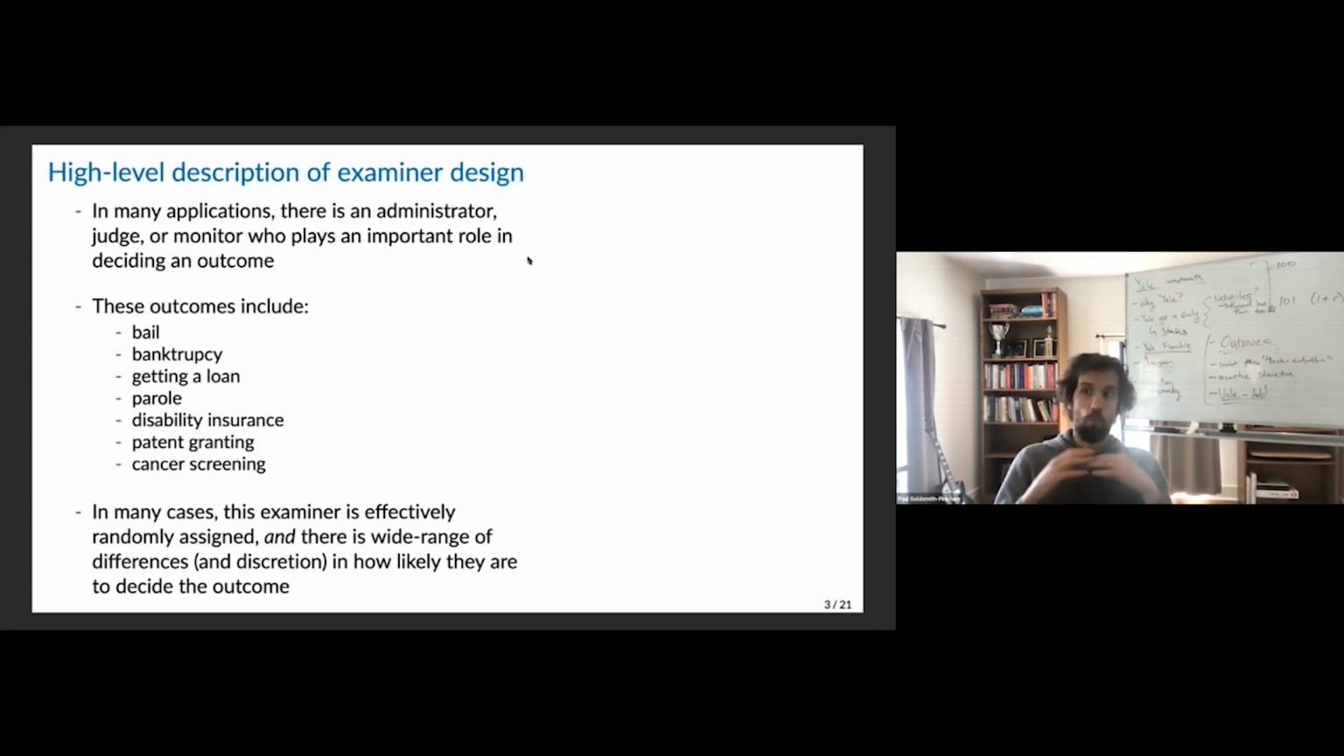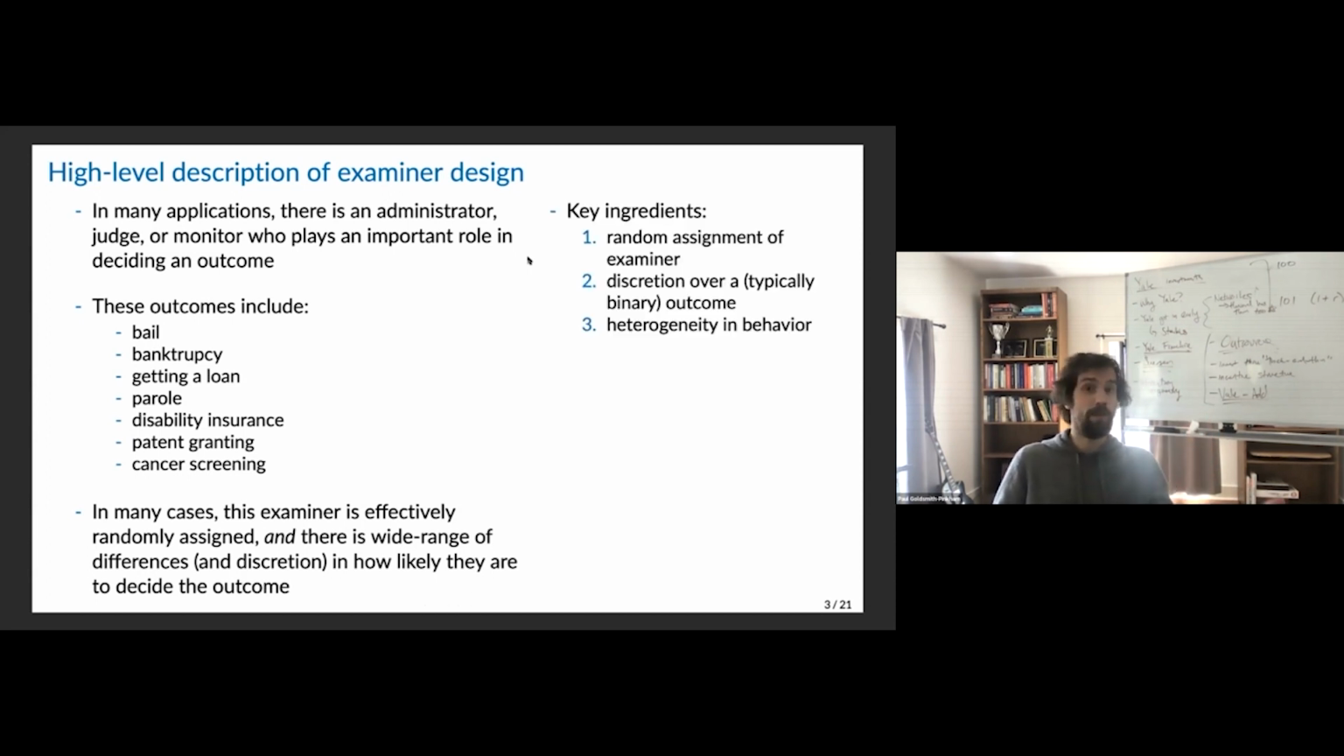And there's a wide range. The key component is that there's a wide range of discretion, that you all very much vary in how strict you are in whatever the decision is. So the key ingredients: you have some kind of random assignment of an examiner, this examiner has discretion over some typically binary outcome, and there's heterogeneity in their behavior. It's not super complicated, is the key thing. Once you have the random assignment, people just tend to be different, right? And so there's a nice aspect to which you're just exploiting heterogeneity in a meaningful way.